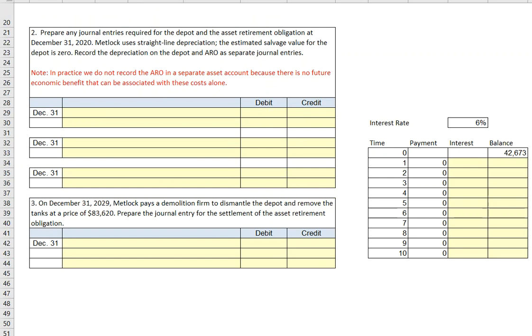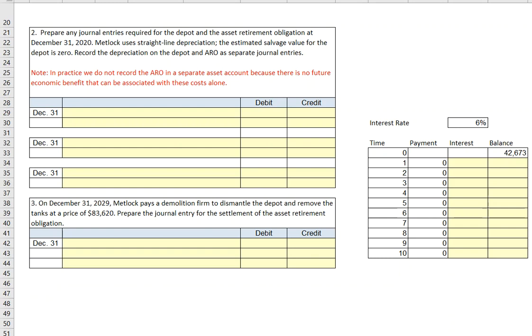Let's go ahead and prepare the journal entries required for the depot and the asset retirement obligation at the end of the year, December 31st, 2020. We're told that METLOC uses straight line depreciation and the estimated salvage value for the depot is 0. We're going to record the depreciation on the depot and the asset retirement obligation as separate journal entries. But in practice, we typically don't record the ARO as a separate asset account because it has no future economic benefit apart from that of the asset itself.